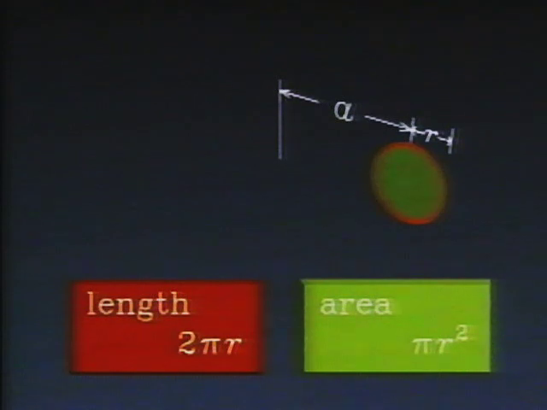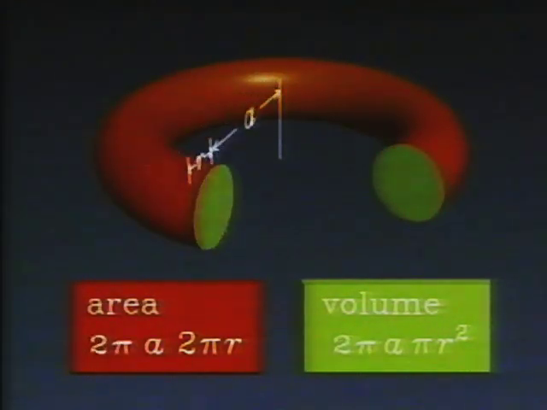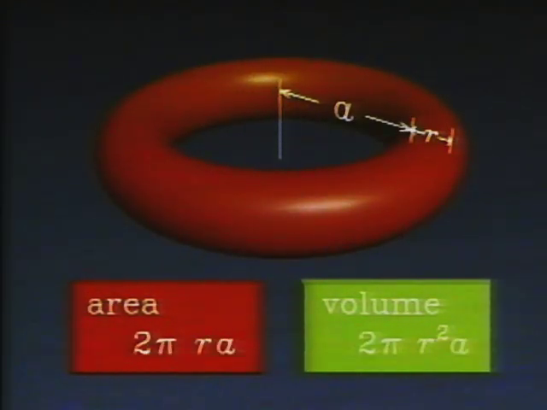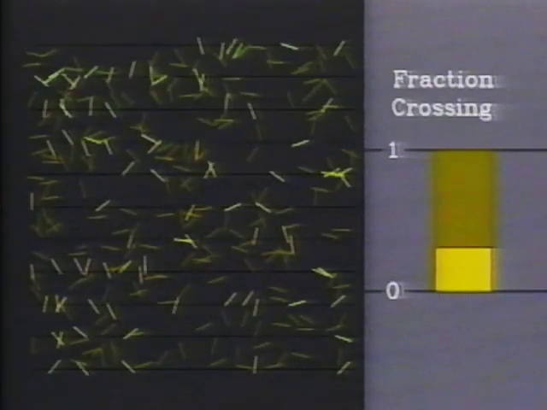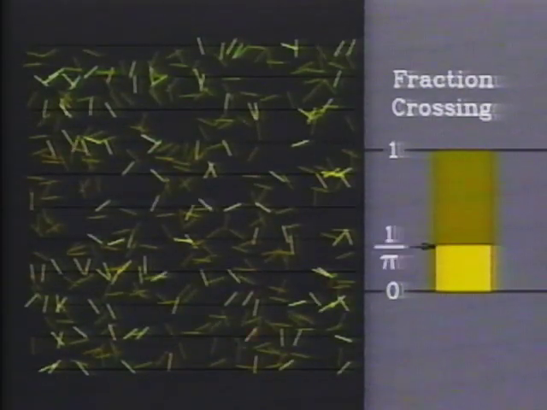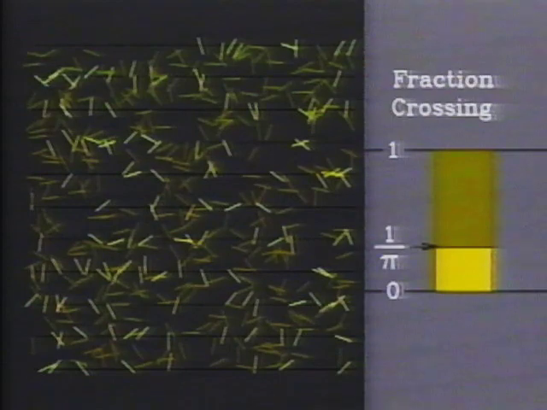Pi shows up wherever circles do, in the areas and volumes of surfaces of revolution. But it also shows up in places where circles are not so obvious. Suppose you decide to drop a needle on a floor with floorboards twice as wide as the needle length. It can land crossing a line or not. The probability that the needle crosses a line is 1 over pi.